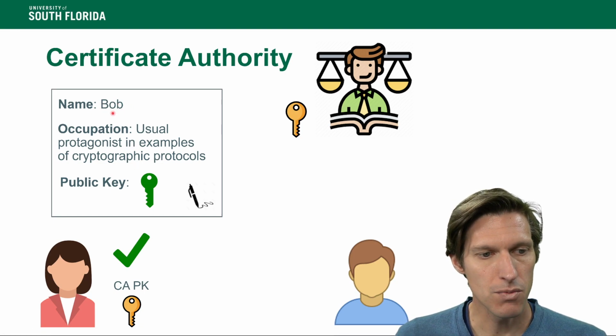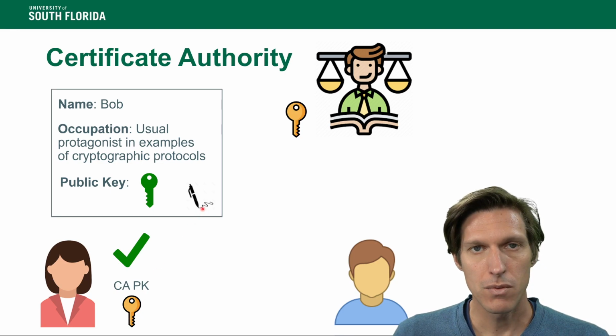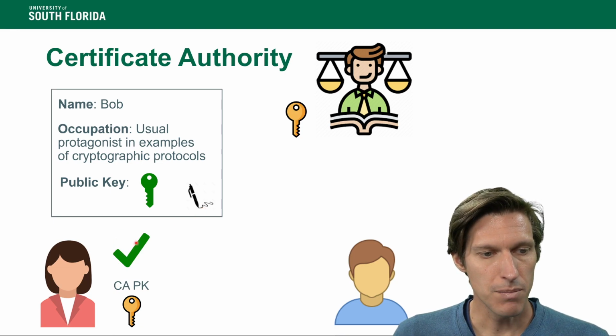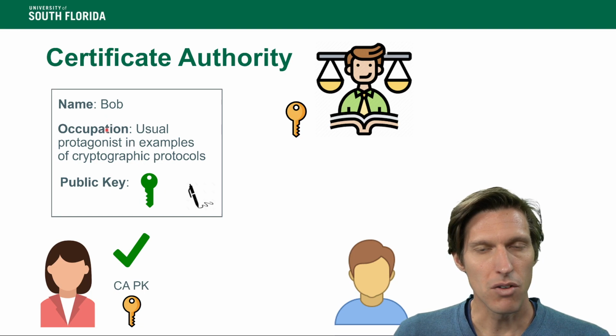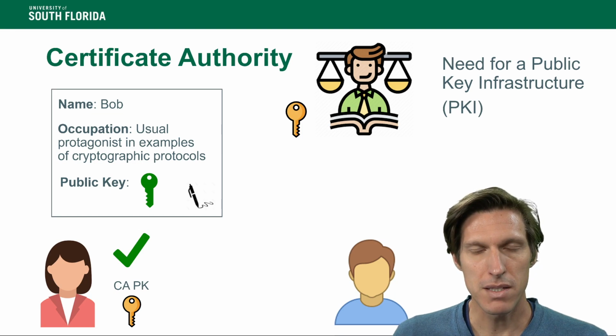So if Alice sees this certificate, she verifies the signature with the certificate authority's public key, which she can do as part of the digital signature scheme. And once she's accepted, then she knows that this really is the public key of Bob. And so what she can do is initiate a conversation with Bob, sending him messages with his public key.